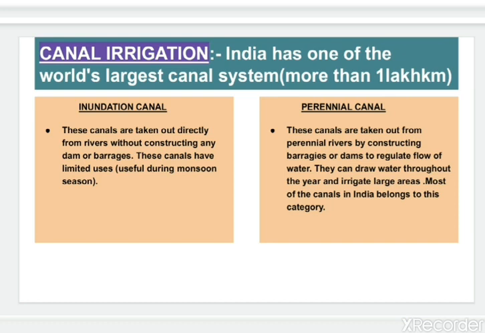Next, perennial canals. These canals are taken out from perennial rivers by constructing barrages or dams to regulate the flow of water. They can draw water throughout the year and irrigate large areas. This is the advantage. And most of the canals in India belong to this category. Remember, perennial canals are always preferred over inundation canals because they give water throughout the year, whereas inundation canals are only useful during the monsoon season.